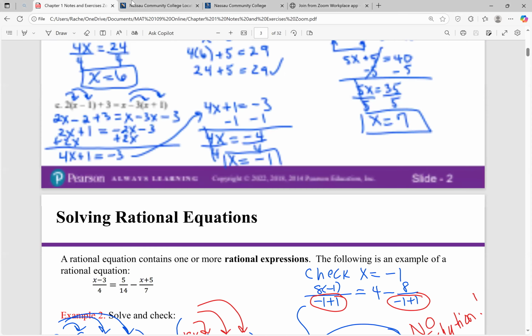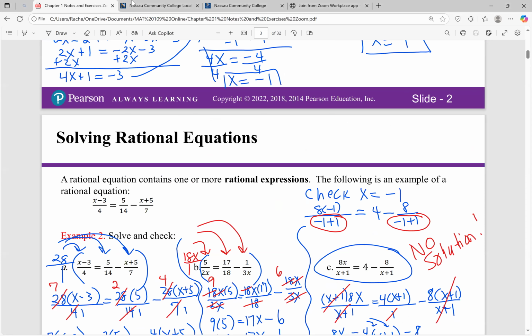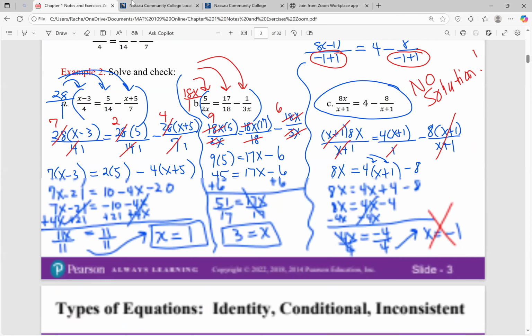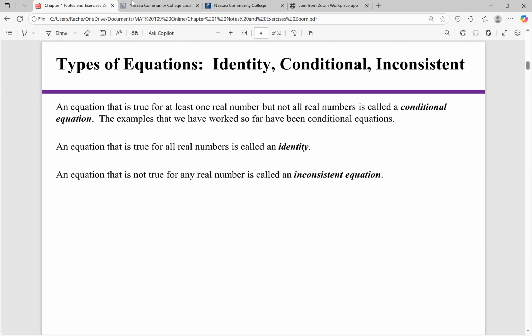Linear equations with no fractions, linear equations with fractions, right? So we call them rational equations. We did that in the last video. But now we can identify types of equations, either as identity, conditional, or inconsistent.